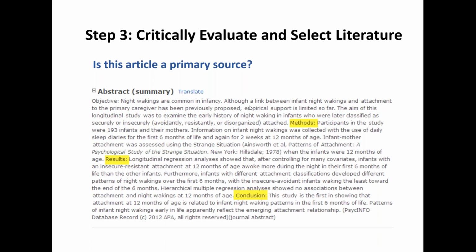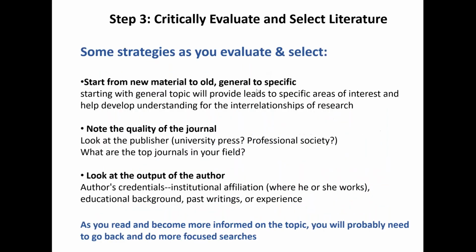Got another screenshot here of a different article, and this one definitely is a primary source, right? Because it's talking about the results of a study. And it does talk about the methods, results, and what conclusions they've come to. So those are the types of articles that you want to focus on. It doesn't mean that you can't include other materials, but it's important that your literature review includes these primary sources.